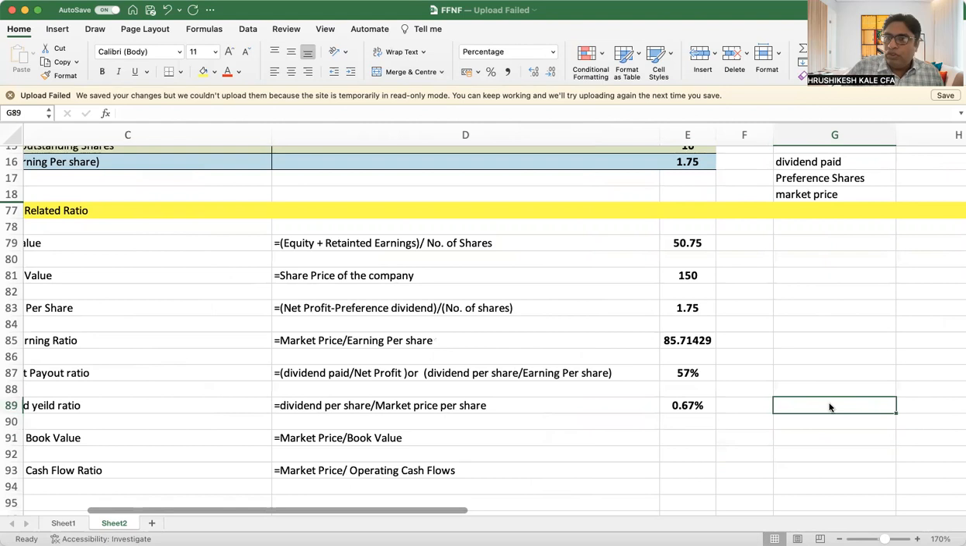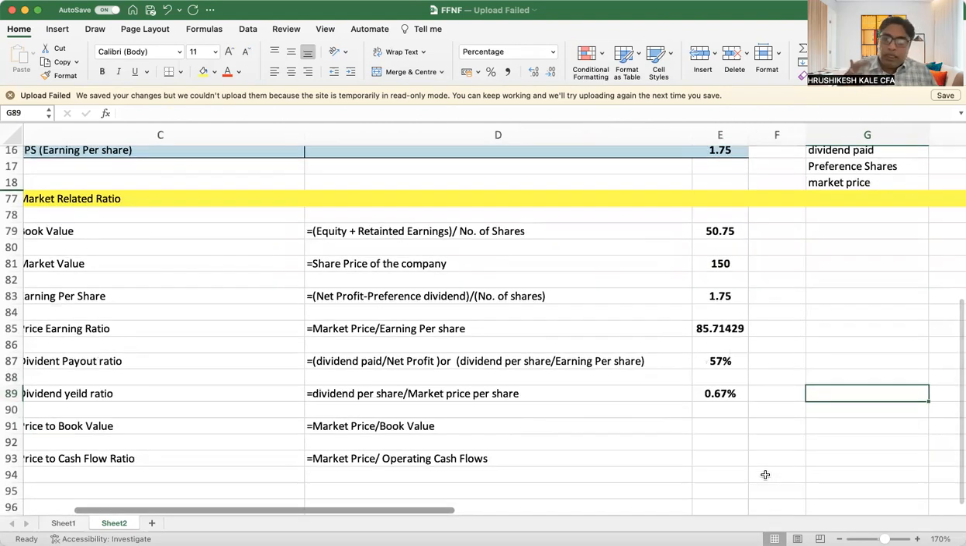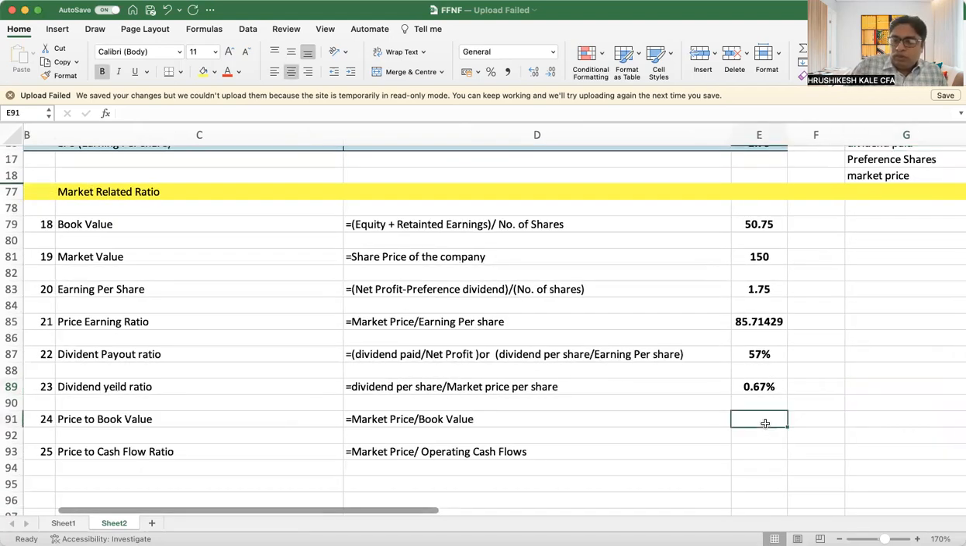It is a very powerful ratio for those who want a recurring income, basically retirees, retired employees and all that, they invest in high dividend yield. Now, there are some mutual funds also which have started investing in high dividend yield companies. Then price to book value. How much is the market value of the company as compared to the book value of the company? So market price is 3 times the book value of the company. So that is price to book value.